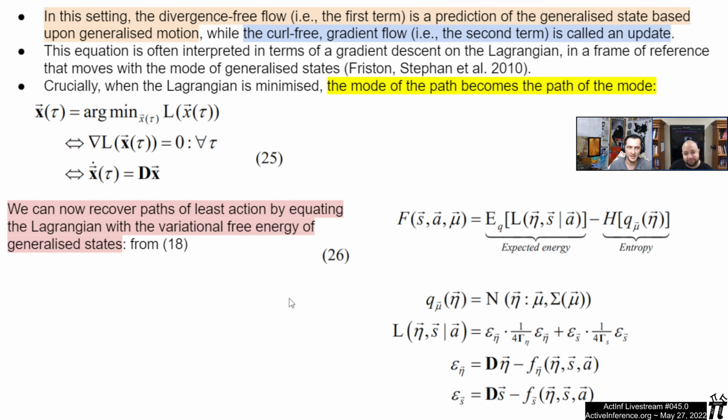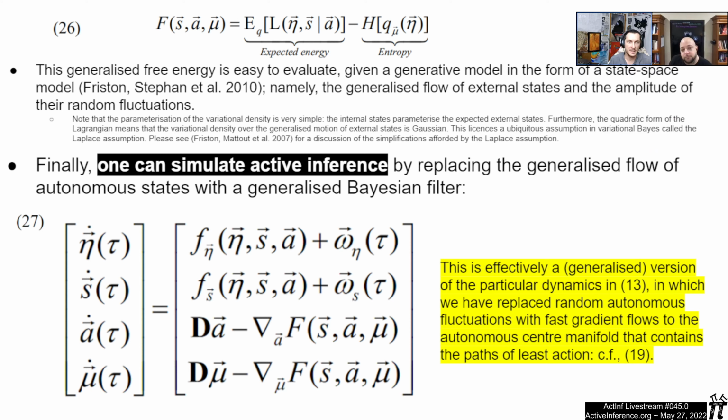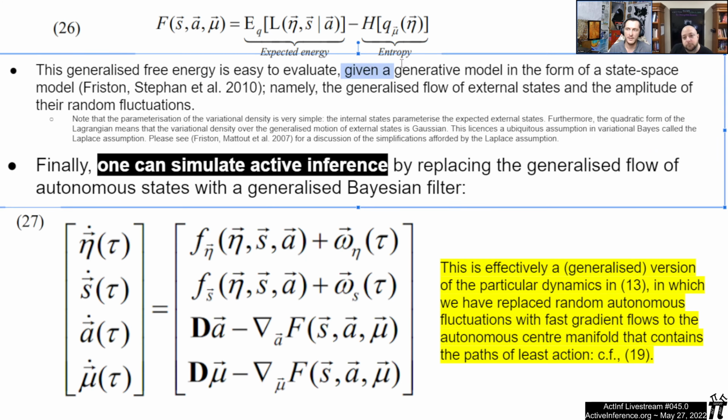That would be something useful to understand what is meant. What's the difference between tracking the mean and tracking the mode? For Gaussian distributions, like the Laplace approximation or any other second order curvature, what does that mean? And then just to close this section, the generalized free energy is easy to evaluate, thankfully, given a generative model in the form of a state space model.